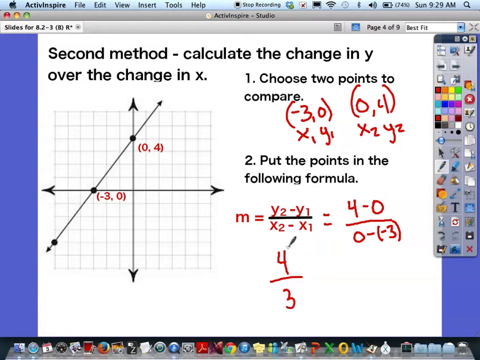So those are two possible methods. One method is where you just look at the points and write the rise over the run. But if that's not working for you, you can just plug them into this equation and figure it out mathematically. One advantage to this is you never have to worry about whether the slope's going to be positive or negative because the math will calculate that for you.